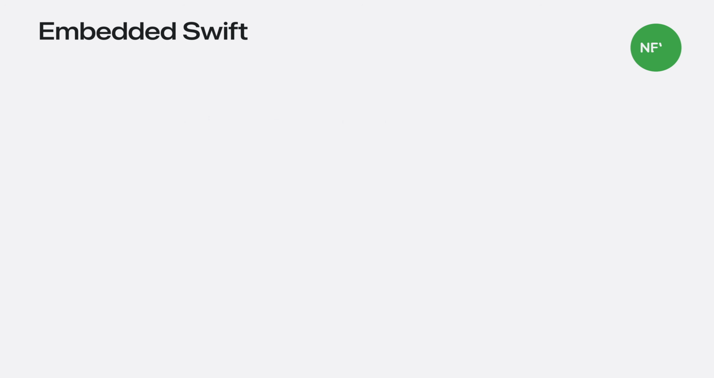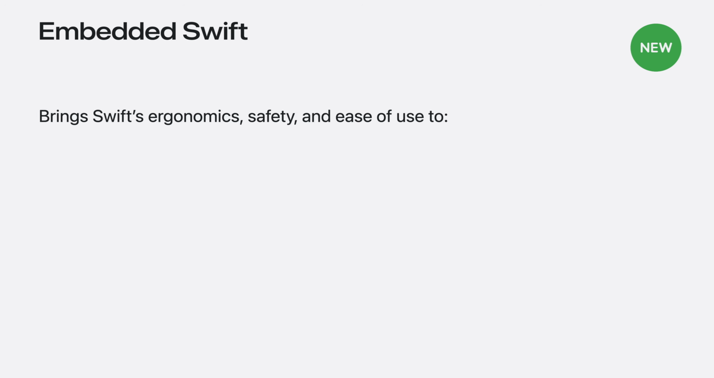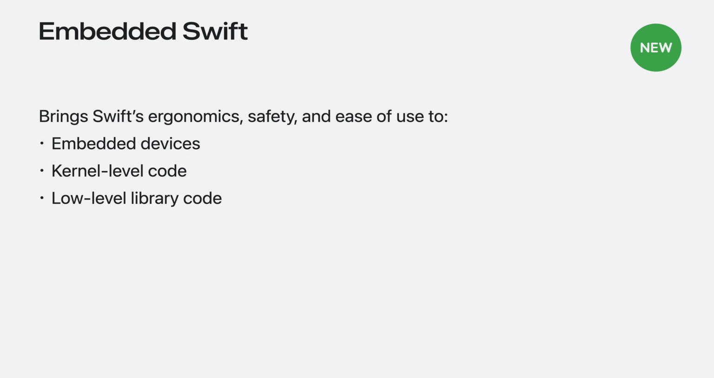For that, we're introducing Embedded Swift, a new compilation mode specifically suited for constrained embedded devices. Historically, C and C++ were the commonly used languages in this area, but now we are enabling using Swift in these places, and that brings to embedded developers the benefits of Swift, like its ergonomics, safety features, and ease of use.